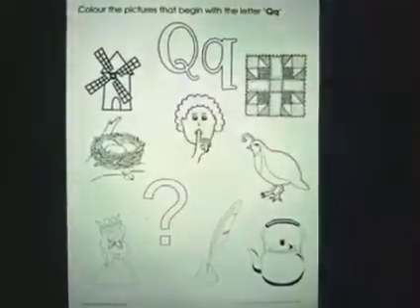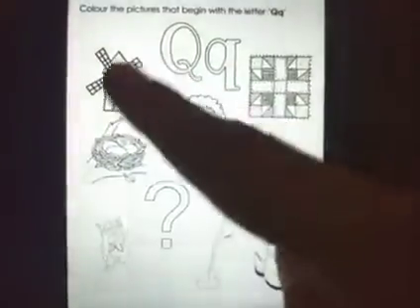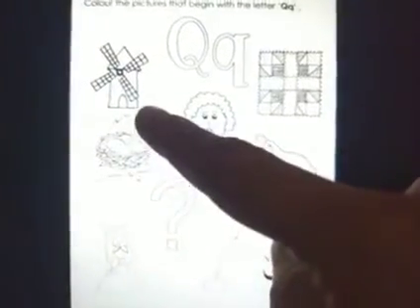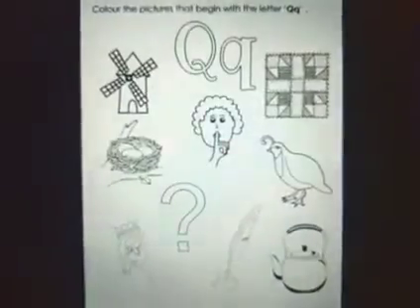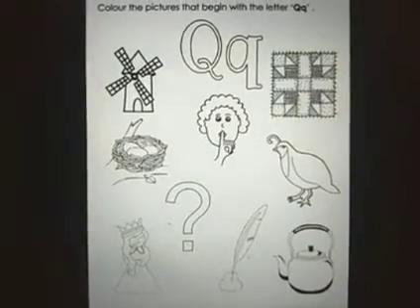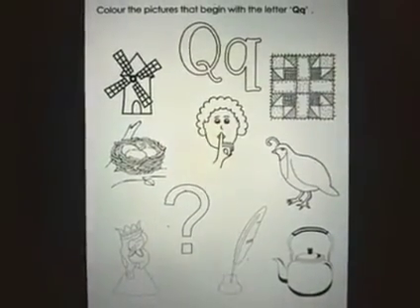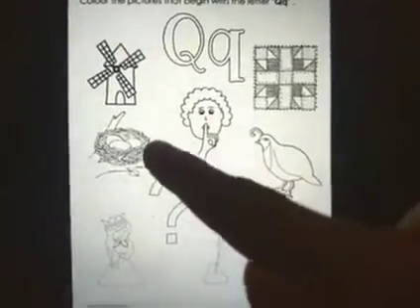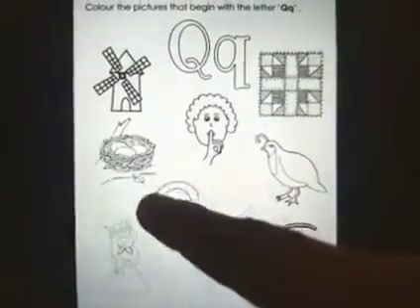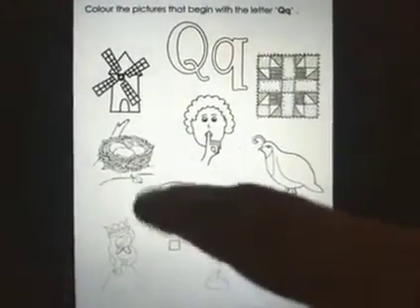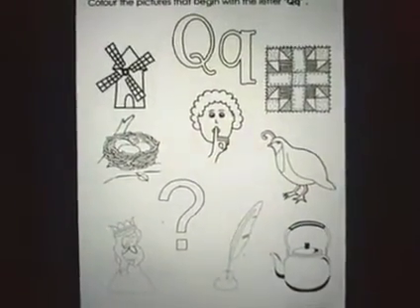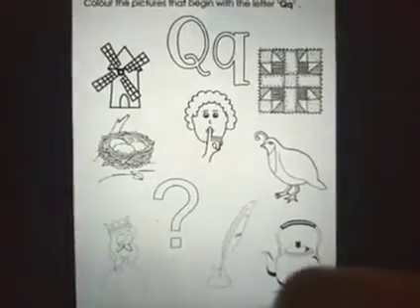Now the first one. You can see a big fan here, and a small house. This is called a windmill. Does the word windmill begin with the sound Q? No, it begins with the sound W. So we leave the picture, we don't color it. The next is a picture of a nest. A bird has laid some eggs in the nest. The beginning sound here is N and not Q, so we leave the picture here.